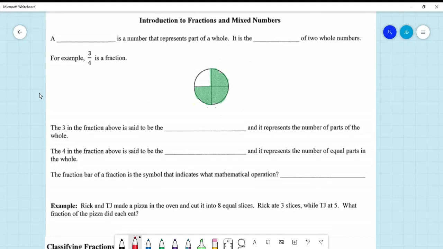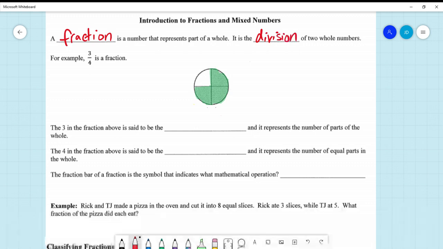Hey, this video is about fractions and mixed numbers. Okay, so a fraction is a number that represents a part of a whole. It is the division of two whole numbers.